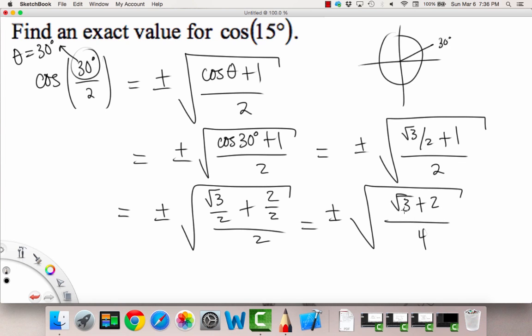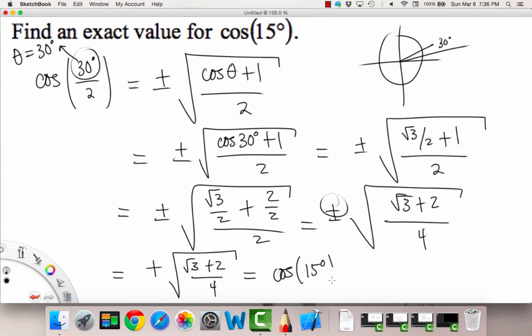We can just keep that in there, and now we just have to decide: is this plus or minus? If we look at our picture and use our intuition, 15 degrees is here, and cosine, which is like our x value, is positive. So we're just going to pick the positive answer. So our answer is ultimately the square root of (radical 3 plus 2) over 4. And that's the exact value of cosine of 15 degrees using the half angle identity.